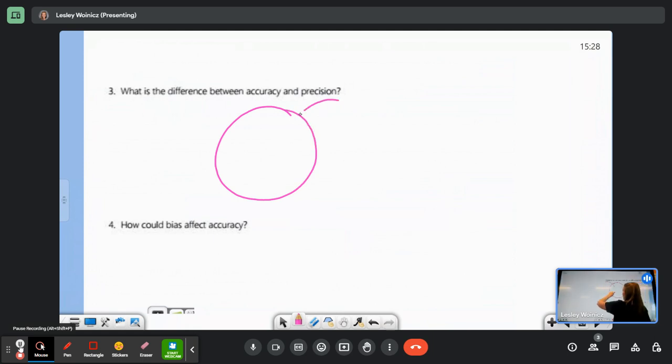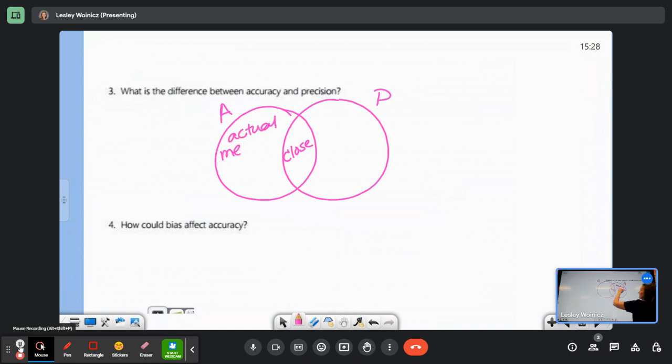So if we're looking at like a Venn diagram between accuracy and precision, they both have to deal with closeness, right? But for accuracy, what do they have to be close to? Yeah, the actual measurement. And in precision, what are they close to? They're close to each other.